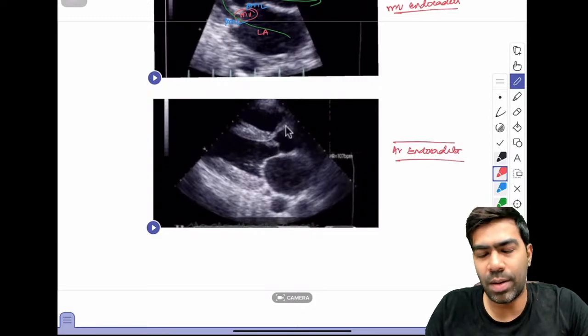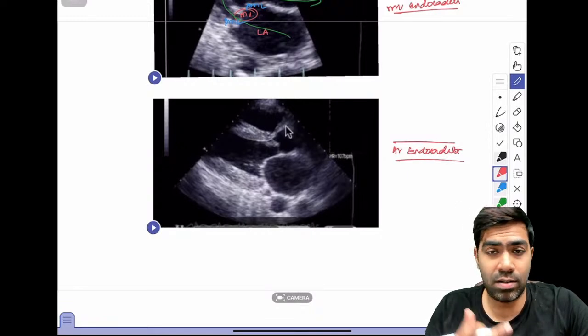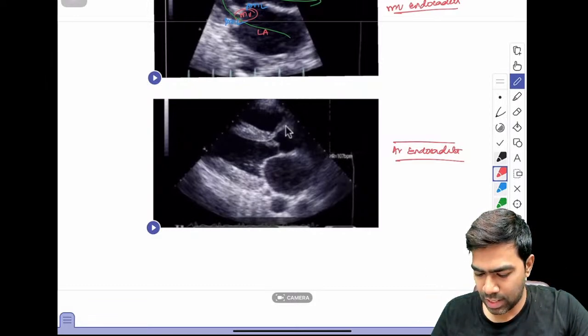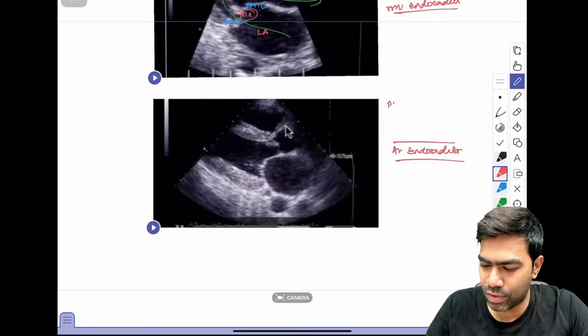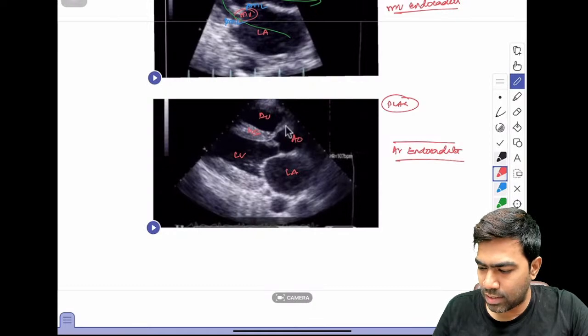Remember, in aortic and pulmonary valves, very commonly vegetations will be on the ventricular side, and the thing will be freely mobile. So you can see that as well. Again, this is a plax view which you are looking at, and this is the right ventricle, this is the interventricular septum, this is the left atrium, this is the left ventricle, and this is the aorta, and this is the aortic valve, and this is the mitral valve.